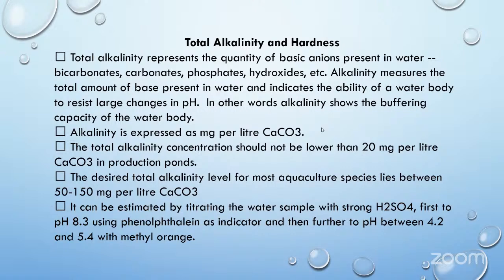The total alkalinity concentration should not be lower than 20 mg per liter CaCO3 in production ponds. The desired total alkalinity level for most aquaculture species lies between 50 to 150 mg per liter CaCO3. It can be estimated by titrating the water sample with strong H2SO4, first to pH 8.3 using phenolphthalein as indicator, and then further to pH between 4.2 and 5.4 with methyl orange.